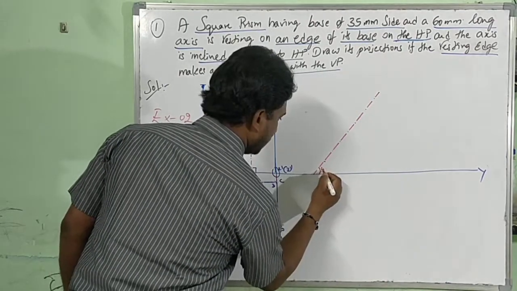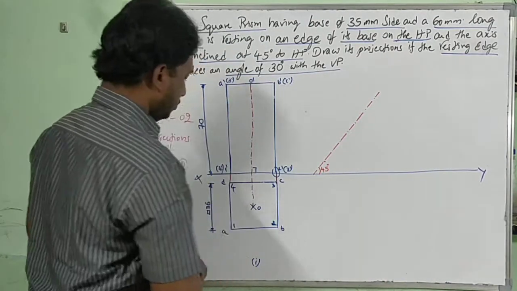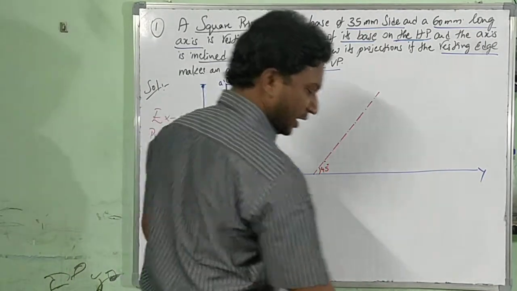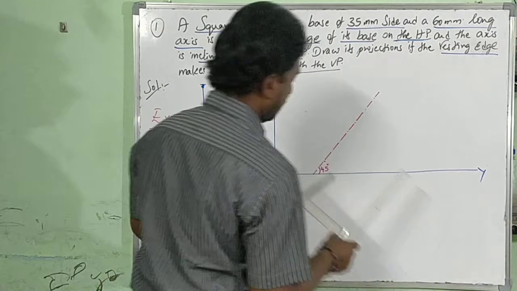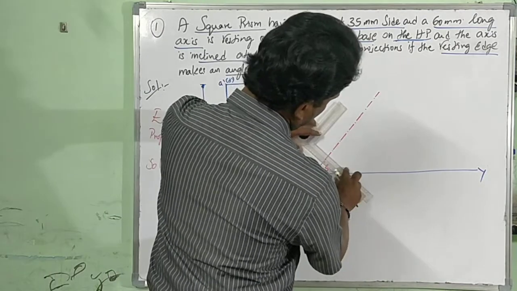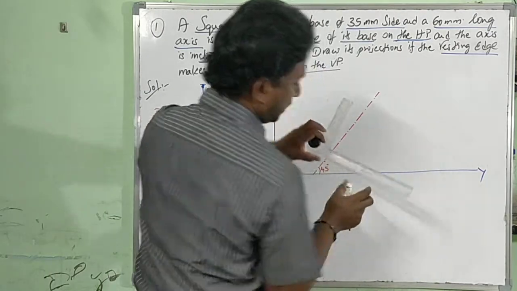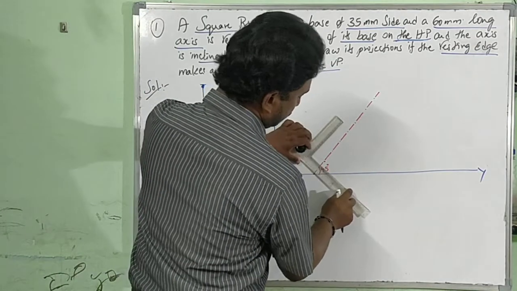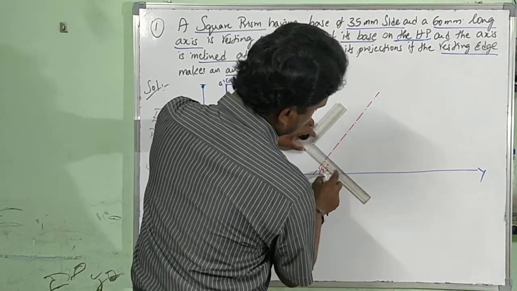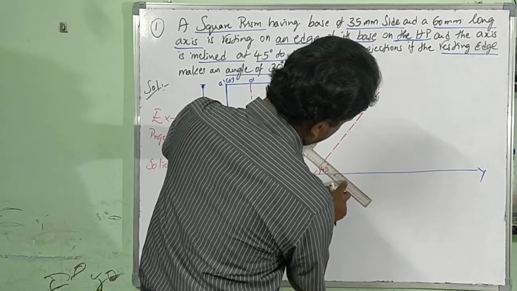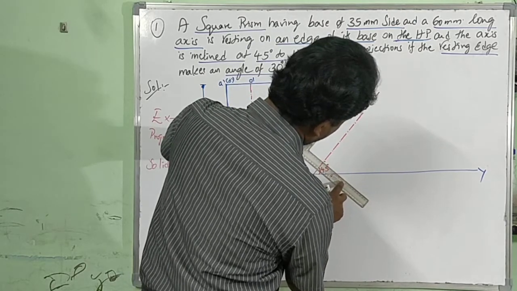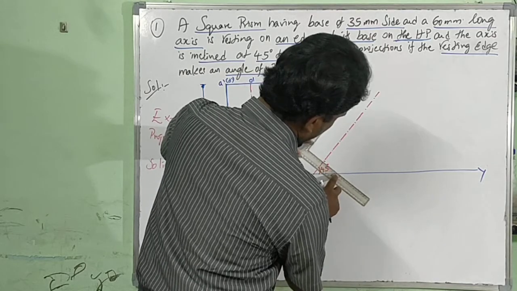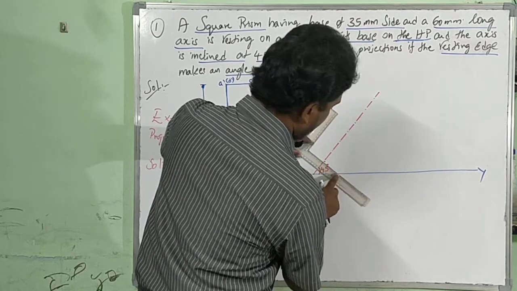This angle should be 45 degrees. Now this is total 35, you know. I explained this also previously. Now you are supposed to do trial and error method such that you should take some 35 mm in the scale and you should keep on doing trial and error such that your 35 comes here. Your 35 comes on XY line.